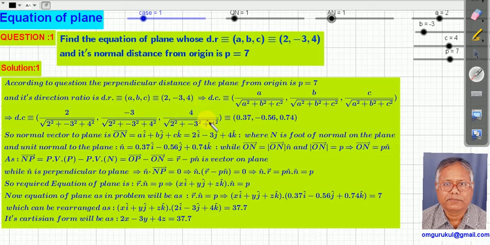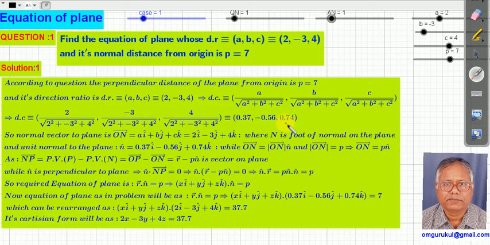So direction cosine, as a formula, is A upon under root A square plus B square plus C square, B upon under root A square plus B square plus C square, and C upon under root A square plus B square plus C square, which finally comes equal to 0.37, minus 0.56, and 0.74.